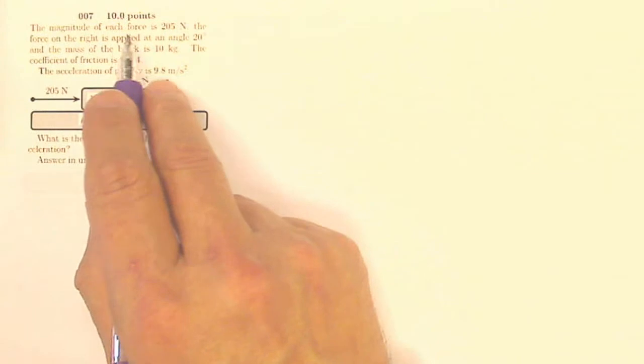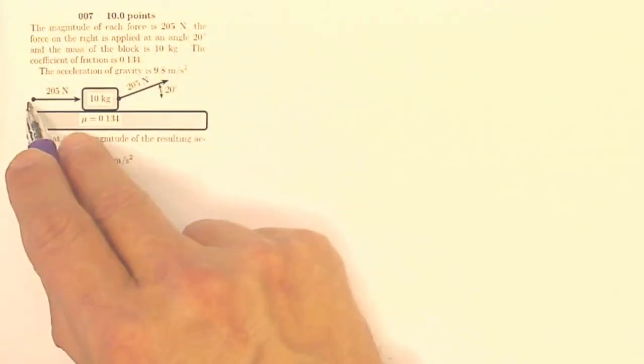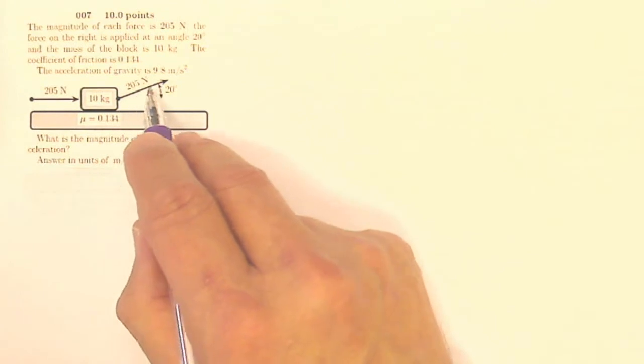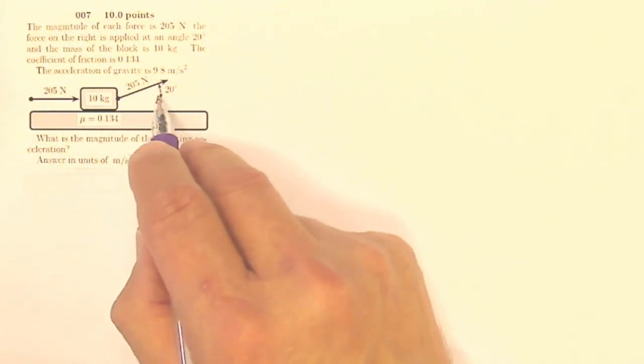This is Mr. Beck Does Your Homework, physics homework number 11, question number 7. It says the magnitude of each force is 205 newtons. So I've got 205 newtons pushing straight horizontally. Now I've got myself a monster, 205 newtons pushing at a 20-degree angle.